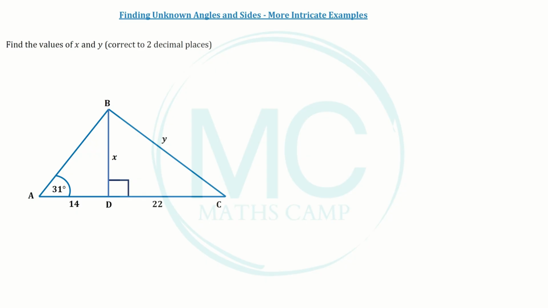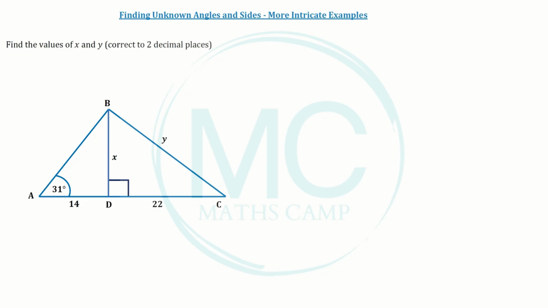Now, in this triangle, we have an angle A of 31 degrees, AD is 14 units long, and DC is 22 units long. BD takes on the value of x, and side BC takes on the value of y. These are the two sides we need to find. We are also shown that angle BDC is a 90-degree angle.